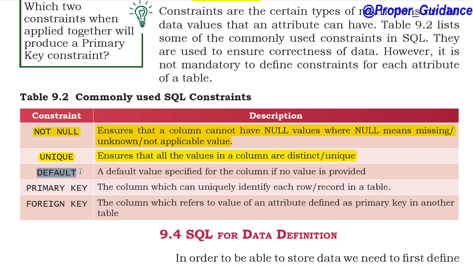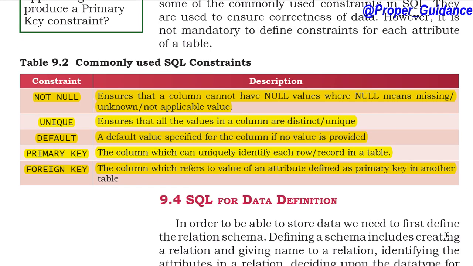Default is the value specified for the column if no value is provided. Primary key is the column which can uniquely identify each row or record in a table. Foreign key is the column which refers to the value of an attribute defined as primary key in another table. So, these are the commonly used SQL constraints.